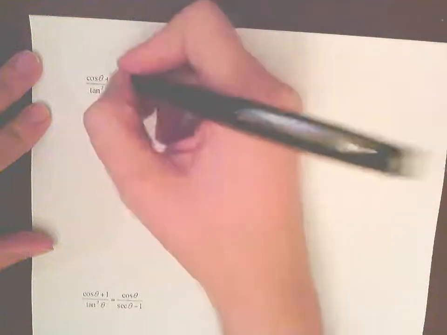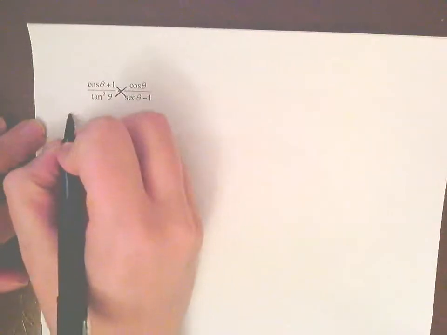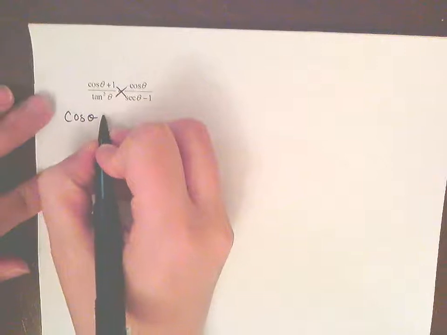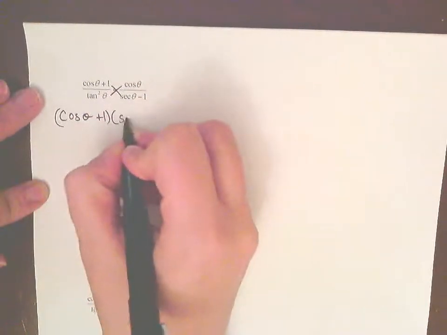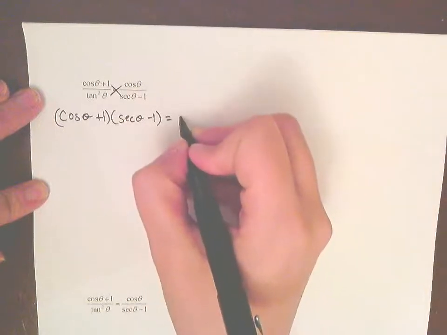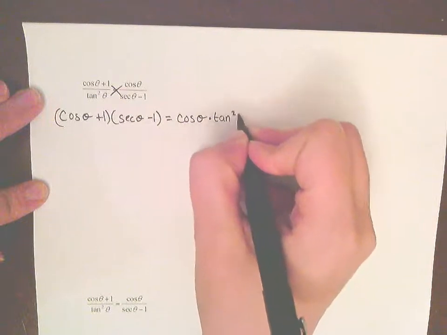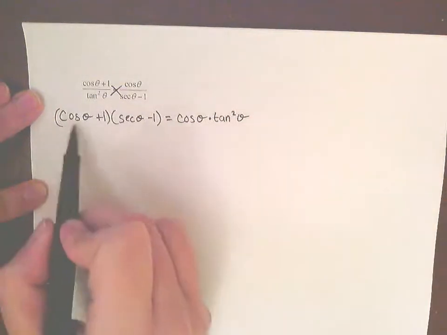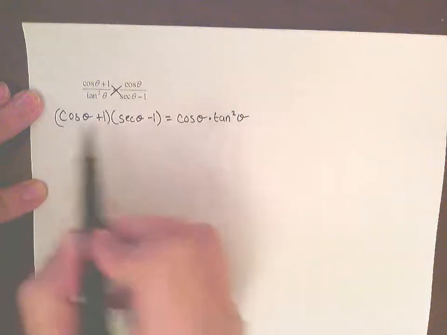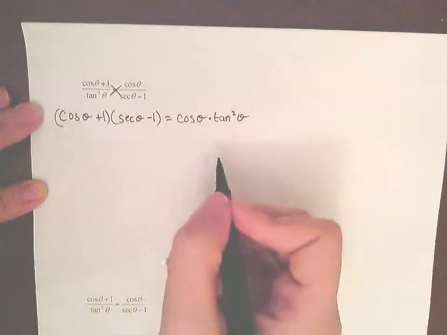Another way is to, when you see a proportion like that, you can cross multiply. So when we cross multiply, we end up with cosine of theta plus 1 times secant of theta minus 1 equals cosine of theta times tangent squared of theta. So at this point, if you want to press pause on the video and try to solve this on your own and then go from there, that's going to be the best way to study.